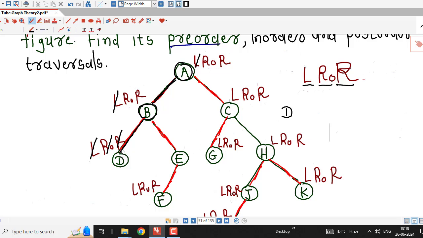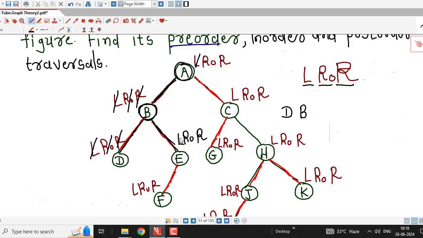Now we are going back in the same direction along which we have come from A to D. So we go back and we see that now for this vertex B we have to perform this operation, root. So we are writing capital B here. Then we have to consider the traversal of the right subtree of B. That is, we have to go to the right of B. Let me write here, I have to write L R O R.